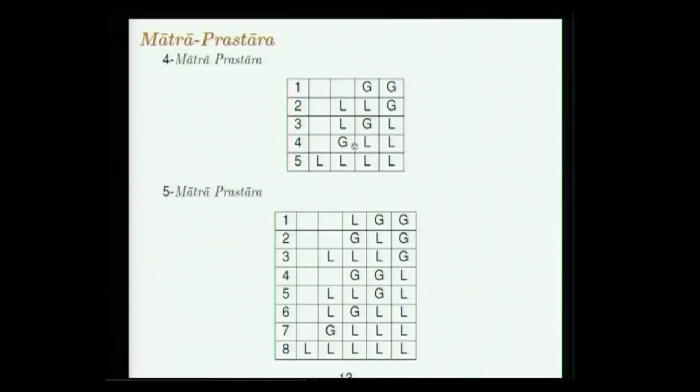Next row, below this G, put an L. Bring down the L as it is. Put a G in the left. It's over. 4 matras are finished. Again, come down, put an L below this. Put L's in the right. All that you can do is put an L in the left.